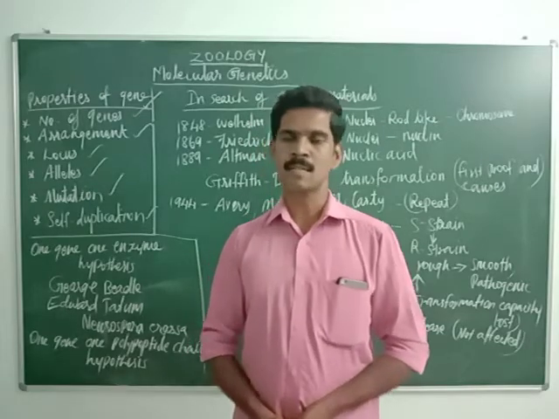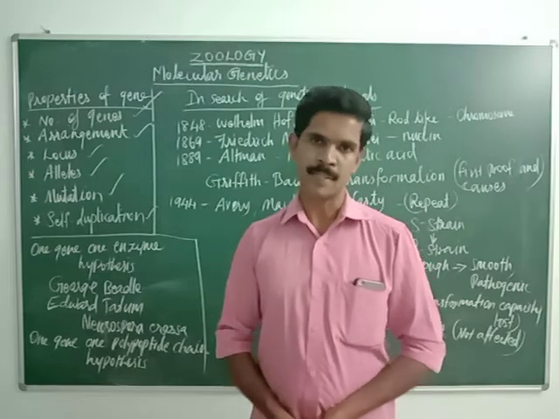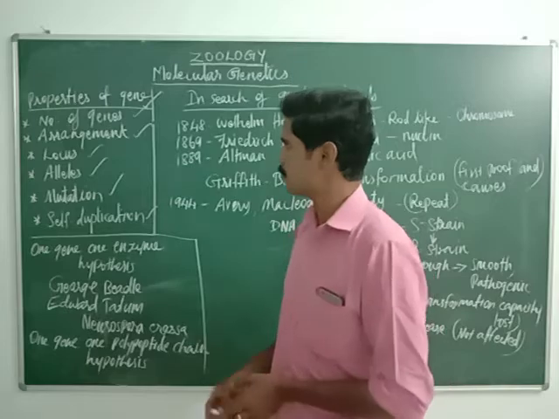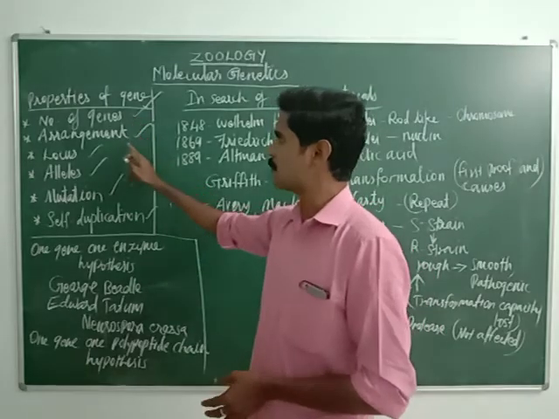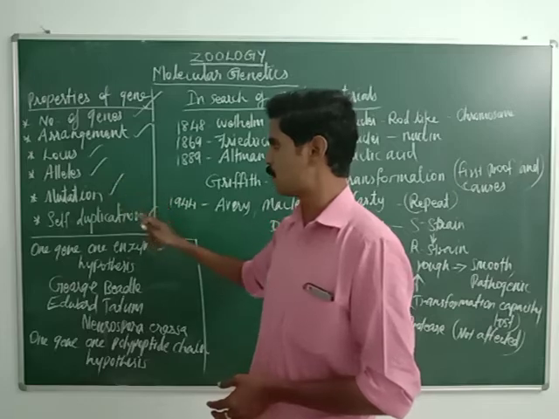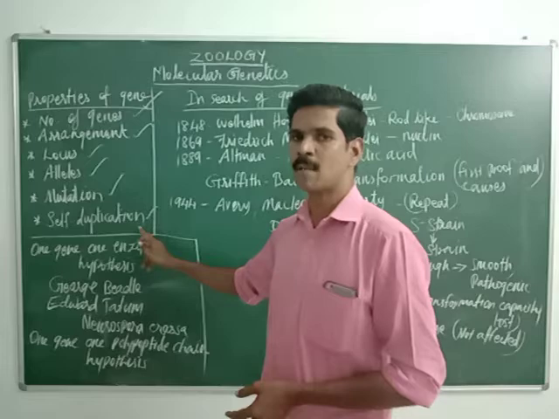That's all, my dear students. So the first 5-mark question of this chapter is properties of genes. There are 6 properties explained in your book. The first property is number of genes. The second property is arrangement, third is locus, fourth is allele, fifth is mutation, and the last one is self-duplication. Hope you have understood this 5-mark question.